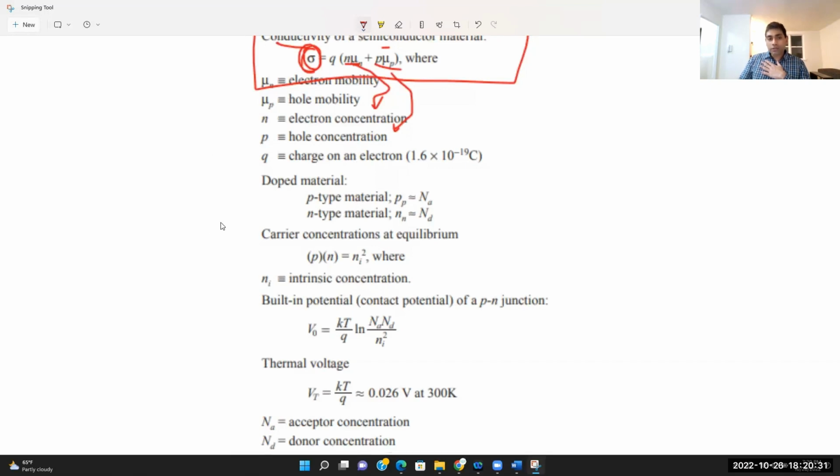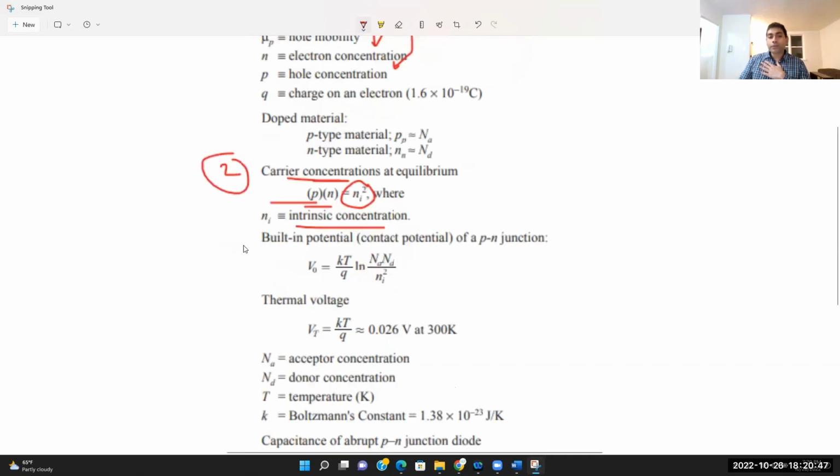The next equation that we focused on was the carrier concentration. How do I find out the carrier concentration? The intrinsic concentration squared is the product of the electron concentration and the hole concentration. That was the second equation. The third equation we focused on was the built-in voltage. How much voltage is there between this P and N?